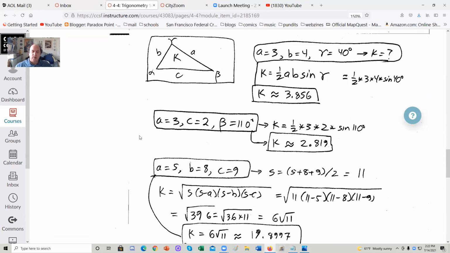If two sides are 3 and 2, and the angle in between is 110 degrees, the area is 1/2 times 3 times 2 times sine 110, that's about 2.819.